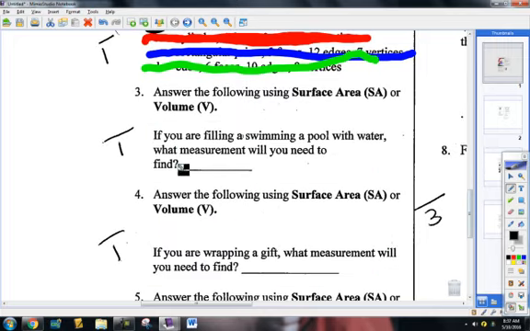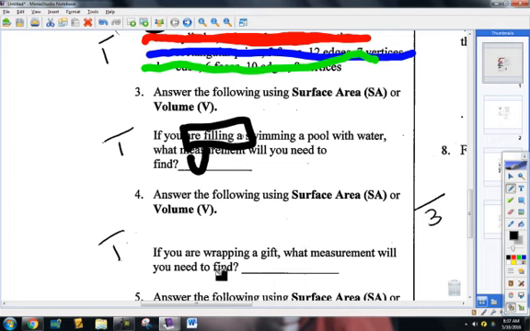Okay. You guys all did well with this, so I'm going to go quick. Answer the following using surface area or volume. If you're filling, there's your key word. Whenever you see that word, what are we talking about? Volume. Yeah, that's got to be volume. That's an amount of something. You're filling something that's taking up space. Water is taking up space.